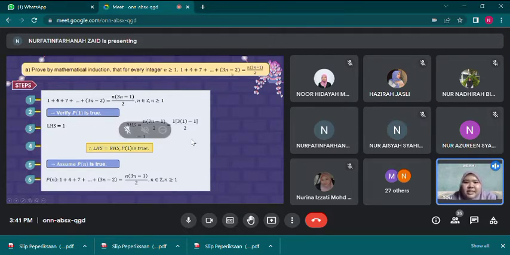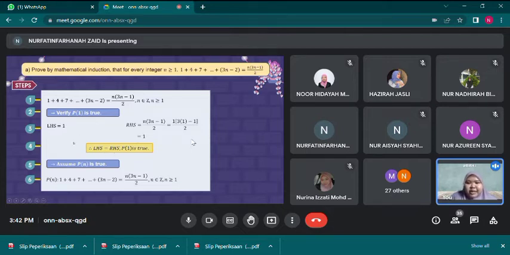So, as stated in the introduction, the first thing we must do is to verify P1 is true. In this situation, we must determine the right hand side and left hand side of the equation. We determine that 1 is our left hand side and n(3n minus 1) over 2 is our right hand side. We must solve the equation from the right hand side by substituting n equal to 1 in order to get 1(3 minus 1) over 2 equal to 1. Since left hand side and right hand side are equal, P1 is true.